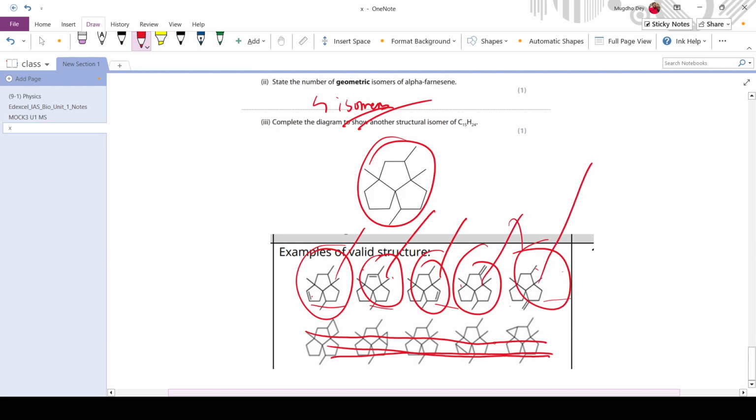What do we know about isomers? They have the same molecular formula but different structural formula, isn't it? So did you understand? C15H24 remains the same. It's just that the structural formula is changing. Rakshit, did you understand? Okay, fine.